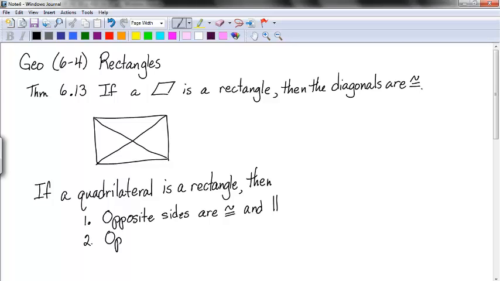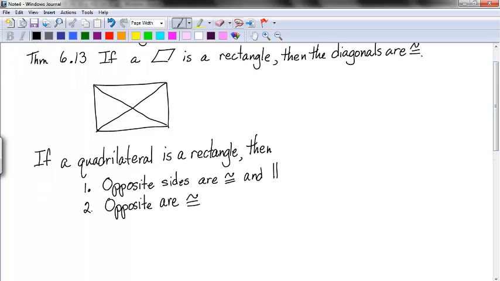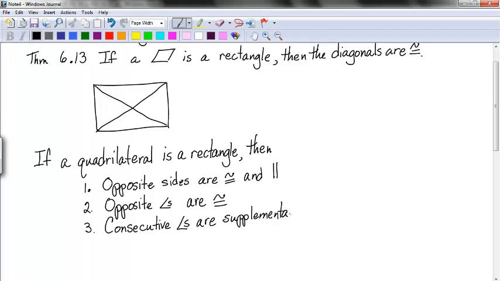Opposite angles are congruent. In a rectangle, they would actually all be congruent because they'd all be 90. Oops, I left out the word angle. Opposite angles are congruent. Third thing, consecutive angles are supplementary. And remember, if they are supplementary, they add up to 180. Supplementary angles add up to 180.